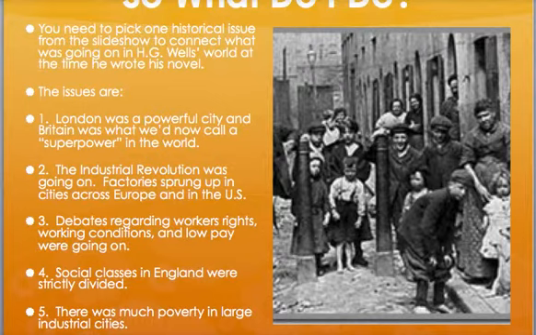2, the Industrial Revolution was going on. Factories sprung up in cities across Europe and in the U.S. 3, debates regarding workers' rights, working conditions, and low pay were going on. 4, social classes in England were strictly divided. And 5, there was much poverty in large industrial cities. So you have to pick one of those issues that you are going to make your diagram about. Okay?